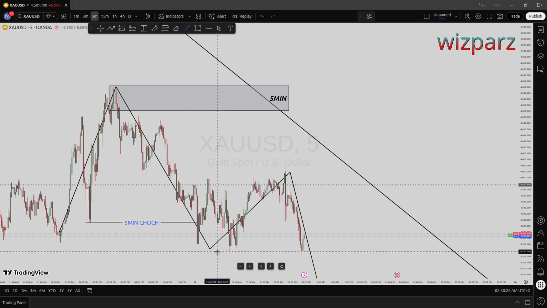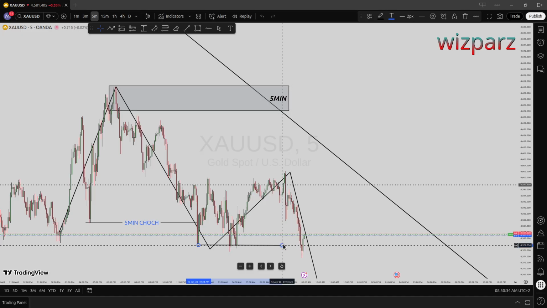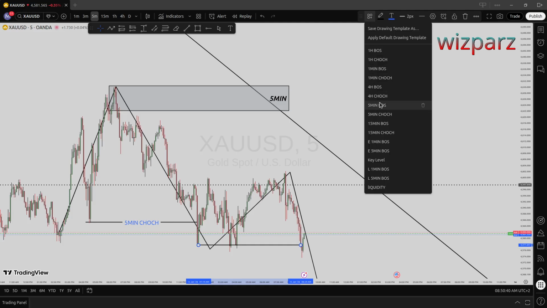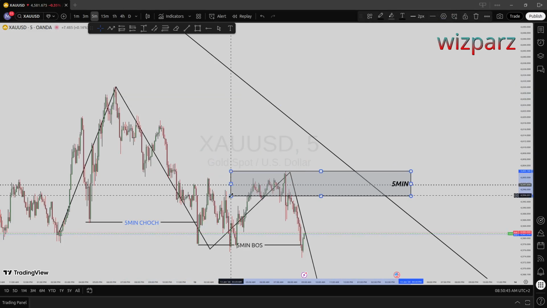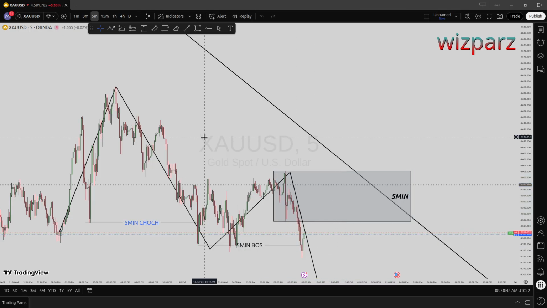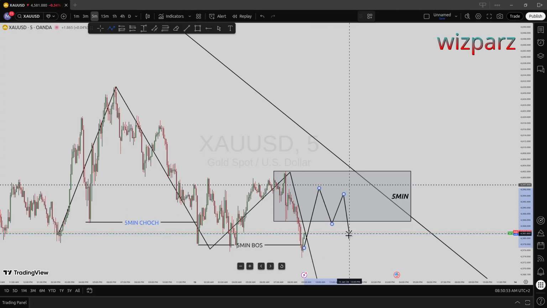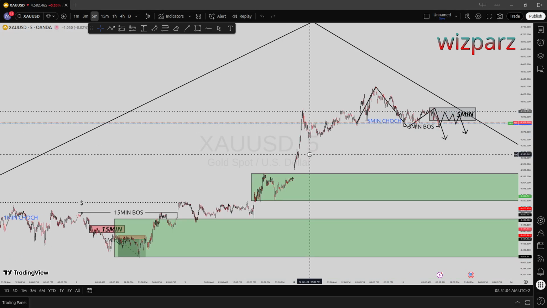So what we are going to do is mark up our 5-minute change of character here, BOS continuation. As you can see, this is a continuation, and when the price approaches this area, we are going to look for a market shift on the lower time frame, like 1 minute. Then we are going to put a short, targeting this liquidity here.